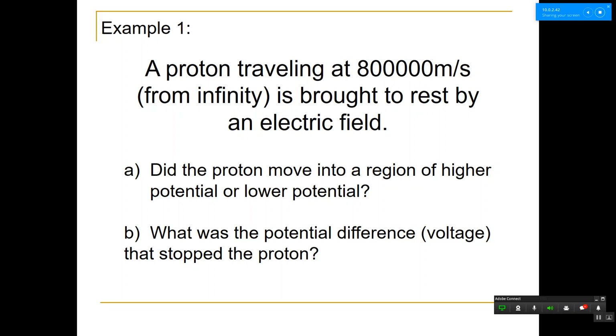Let's talk about where that kinetic energy goes to. You guys said it goes into potential energy.